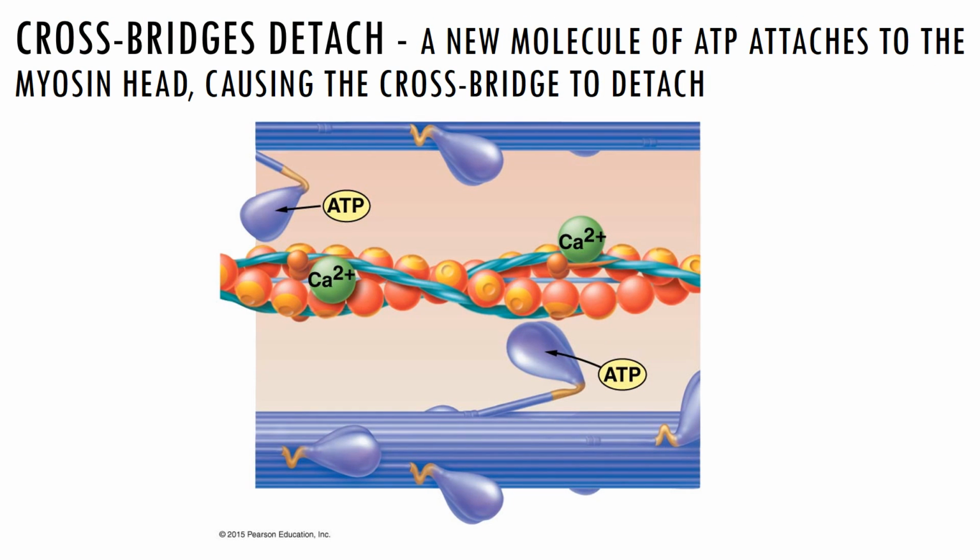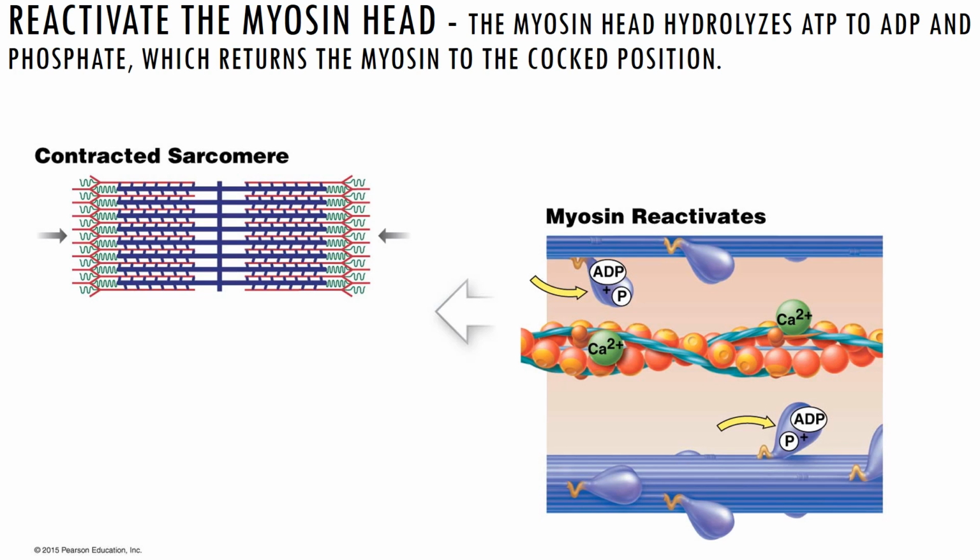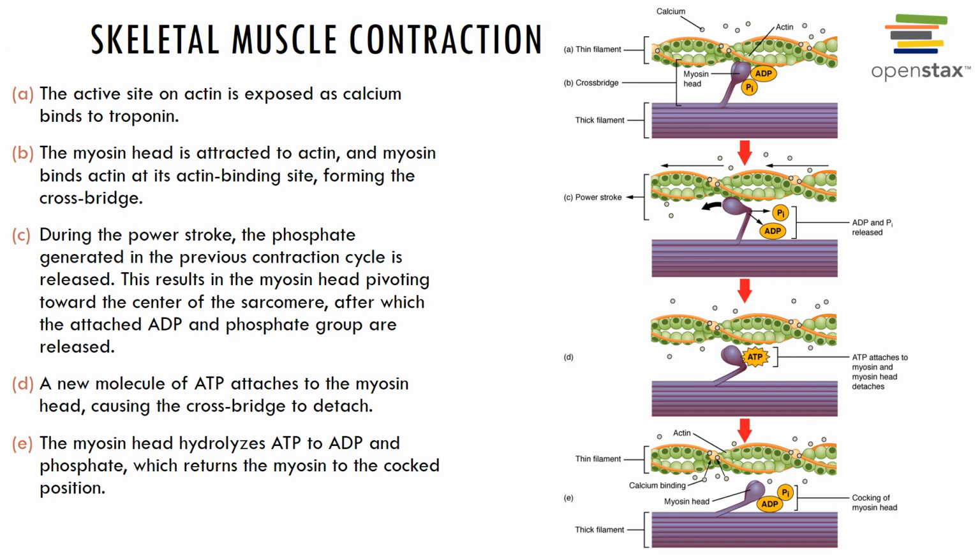Cross bridges detach. A new molecule of ATP then attaches to the myosin head, causing the cross bridge to detach. And the myosin head is said to be reactivated. The myosin head hydrolyzes ATP to ADP and phosphate, which returns the myosin to the cocked position. And here is a summary of those steps that we just went through, showing skeletal muscle contraction.